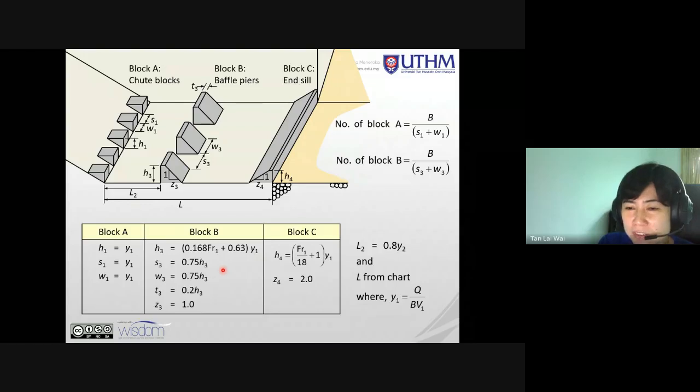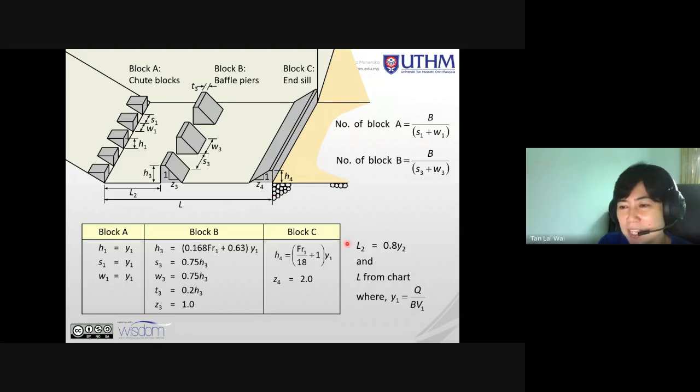To finish it up, you need to give me the number of blocks A and B, because if I'm the builder, I need to know how many blocks I need to place. Then, what would be my L? The length of my stilling basin is based on the chart. We'll look at the chart later. This is just to calculate Y1 if Y1 is not given, but if Q is provided and V, you can calculate V.